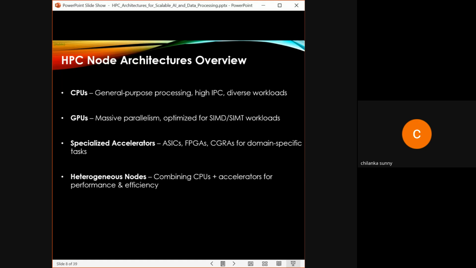which are reconfigurable for evolving algorithms, CGRAs, the coarse-grained reconfigurable arrays, a middle ground between FPGAs and ASICs offering programmable hardware-level parallelism. So these heterogeneous architectures like NVIDIA's Grace Hopper, AMD's MI300, or Intel Ponte Vecchio, they maximize the throughput by matching the workloads to the best processing unit. So we'll assign the workload to the best matched processing unit. So that's the key here.